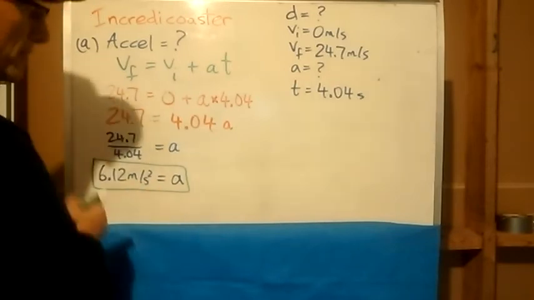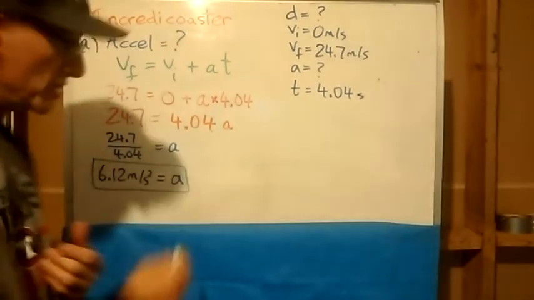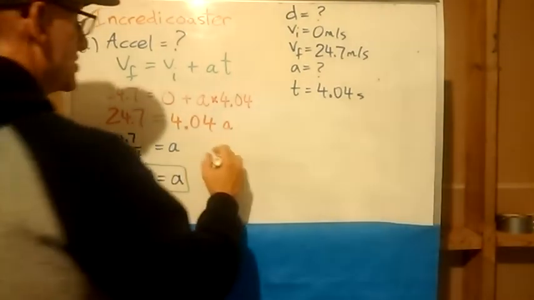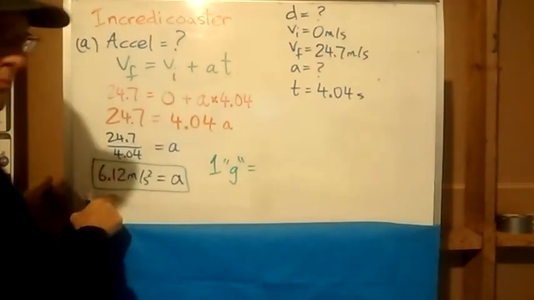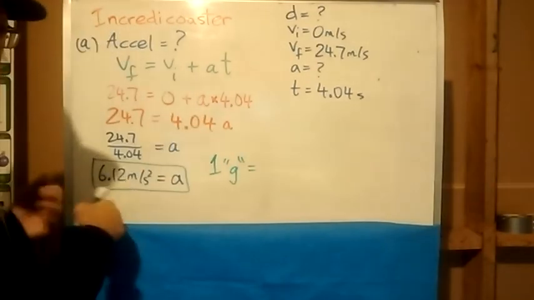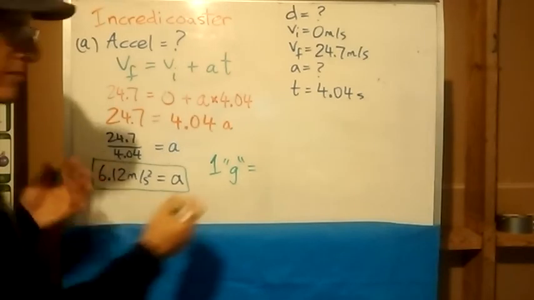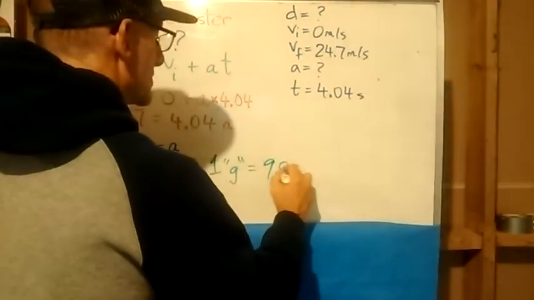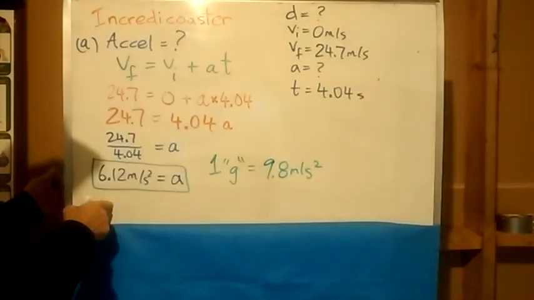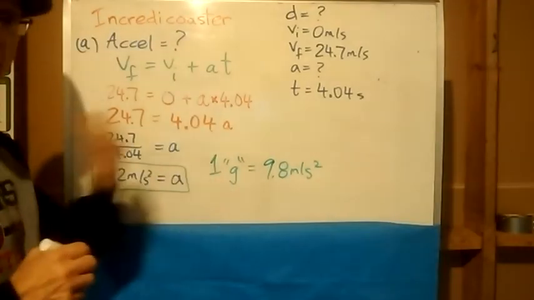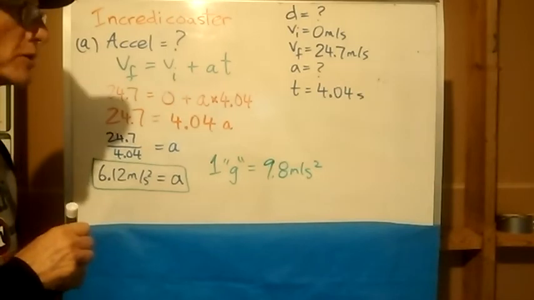Just by the way, if you were wondering how many G's you were pushing on this ride, 1 G is about 10 meters per second squared. In fact, it's the acceleration due to gravity, 9.8 meters per second squared. So this is about 2/3 of a g that you're pushing at takeoff on this Incredicoaster roller coaster.